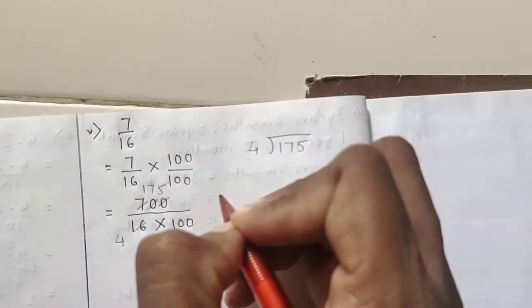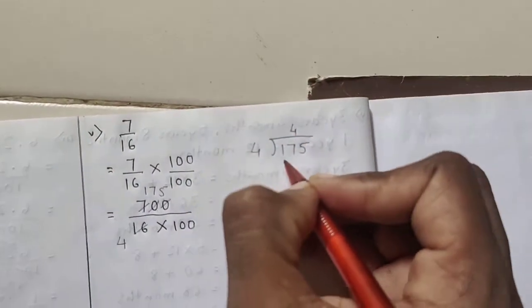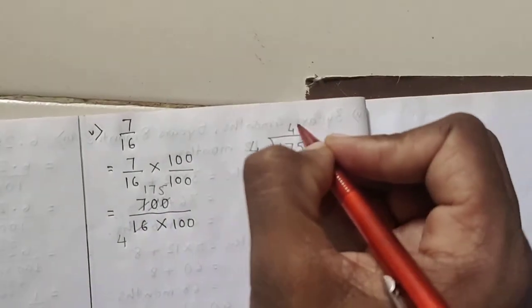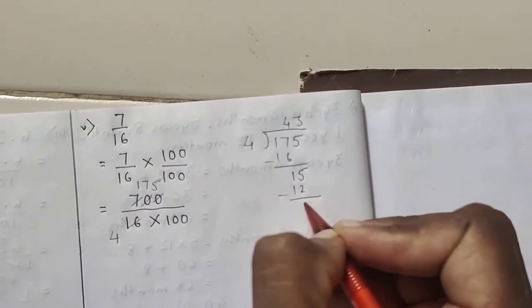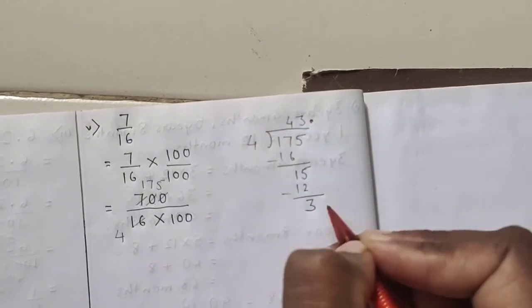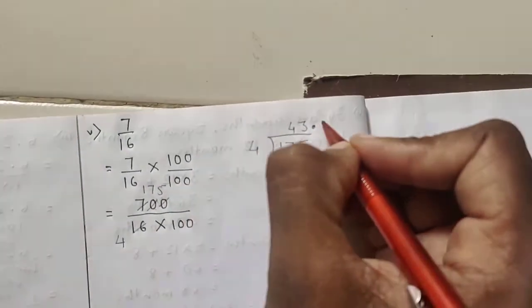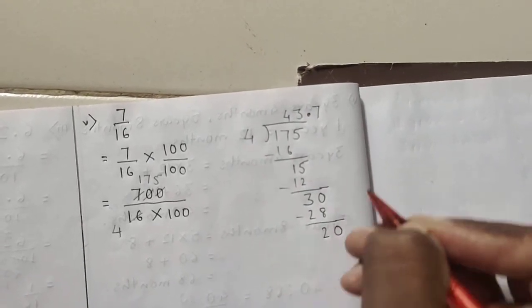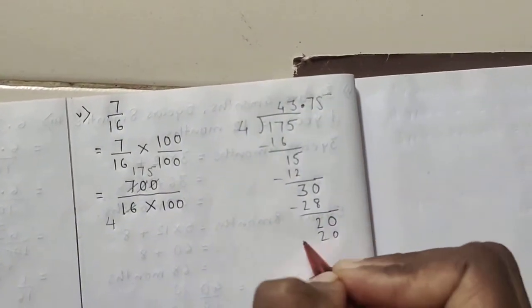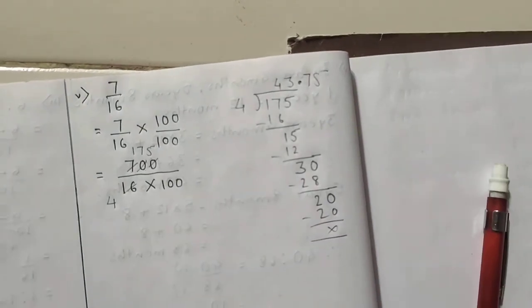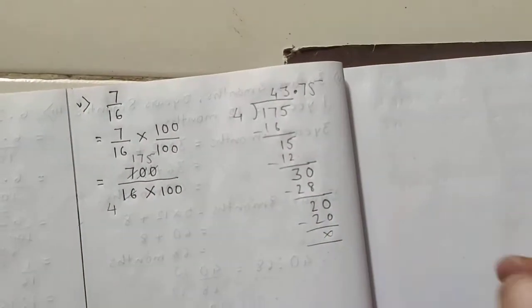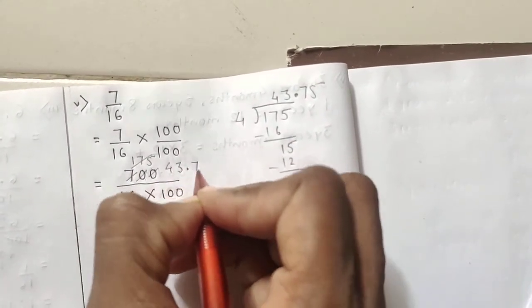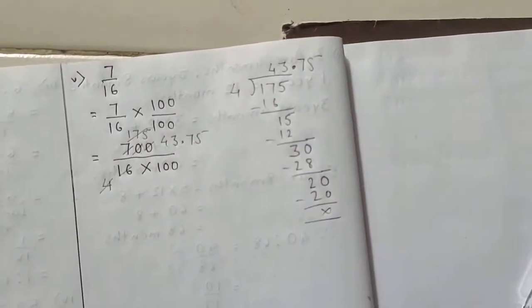175 upon 4. So 4 4s are 16. Subtraction gives you 15. Okay. Now 4 3s are 12. 3 is remaining. Now take 1 point. So you are going to get 10. 4 7s are 28. Subtraction gives you 2. 10. 4 5s are 20. Then cancel. So if you do cancellation of 4 with 175, you are going to get 43.75, which is written here.